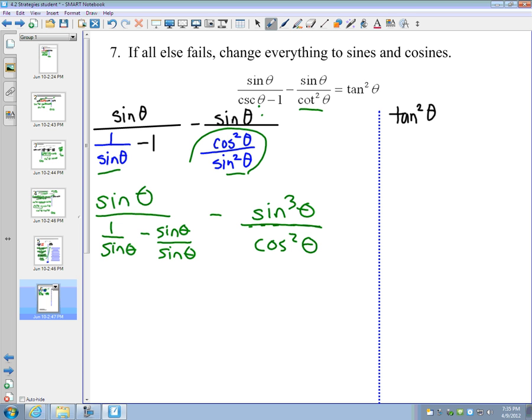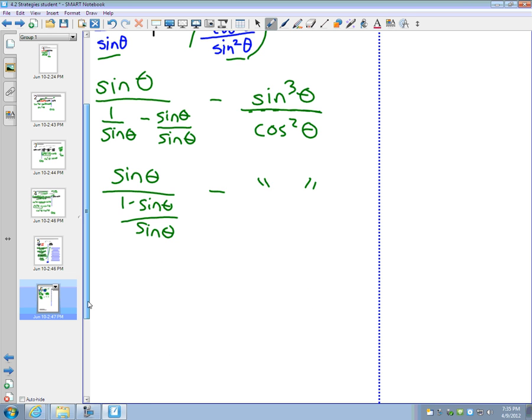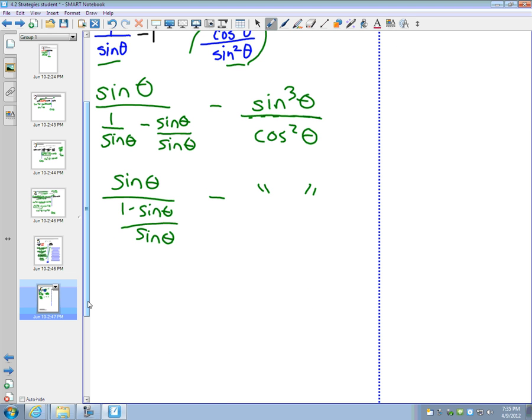Okay, on this side I have sine theta over 1 minus sine theta over sine theta. Kissing and flipping that, and this stays the same. I don't need to simplify that anymore. This becomes, kissing and flipping becomes sine squared theta over 1 minus sine theta. Okay, and I have the same thing over here that I'm just carrying down.